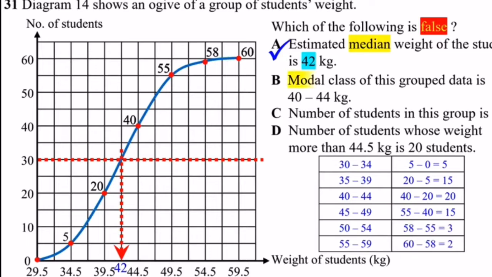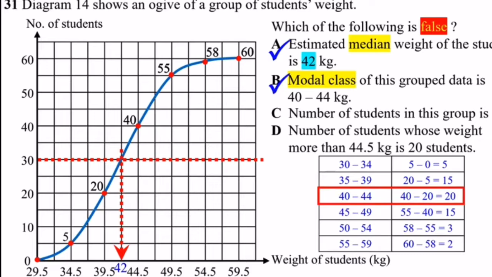Now let's study the modal class. It is the class interval with the highest frequency. It seems like it's 40 to 44, right? So I highlight to you that the class with the highest frequency is the so-called modal class. So the modal class is 40 to 44. This is also a true statement, so we have to search for the false statement.